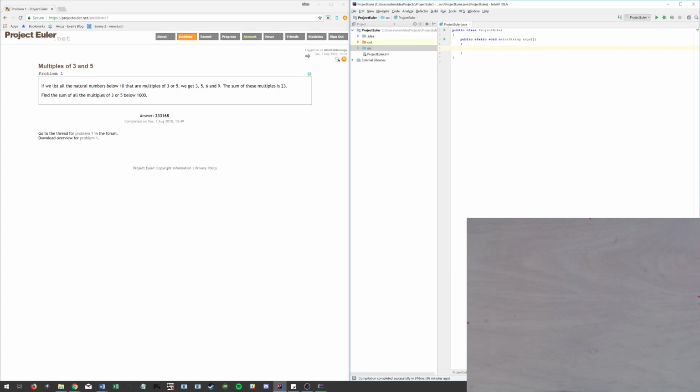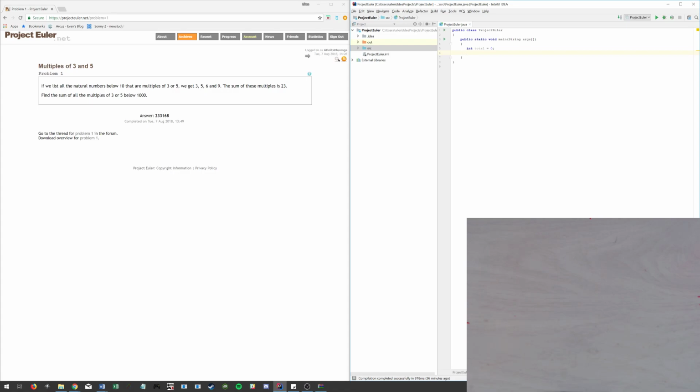Now, you'll notice I'm programming in Java. I already have my class and my main method ready to go. So I will start coding. I will have that be my sum variable. So that will store the integer.